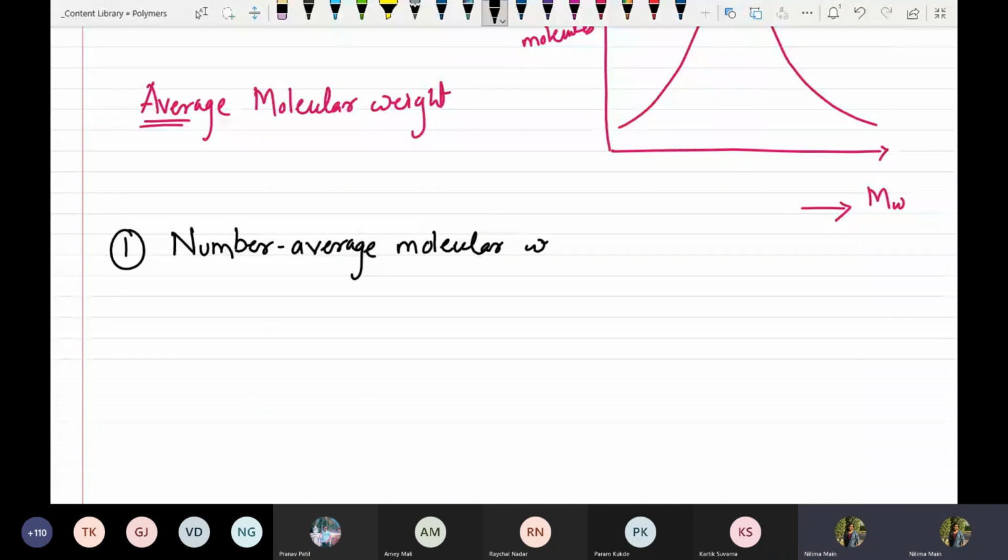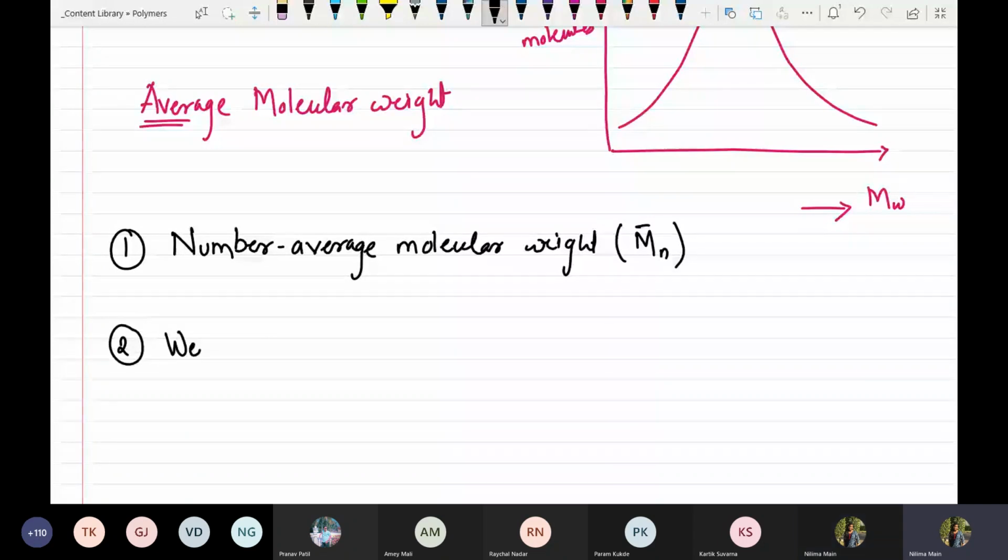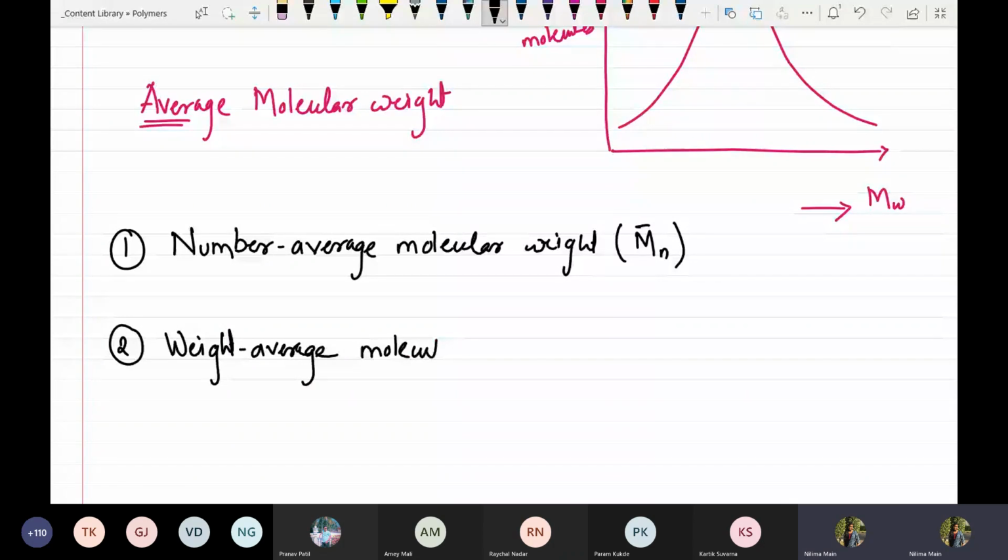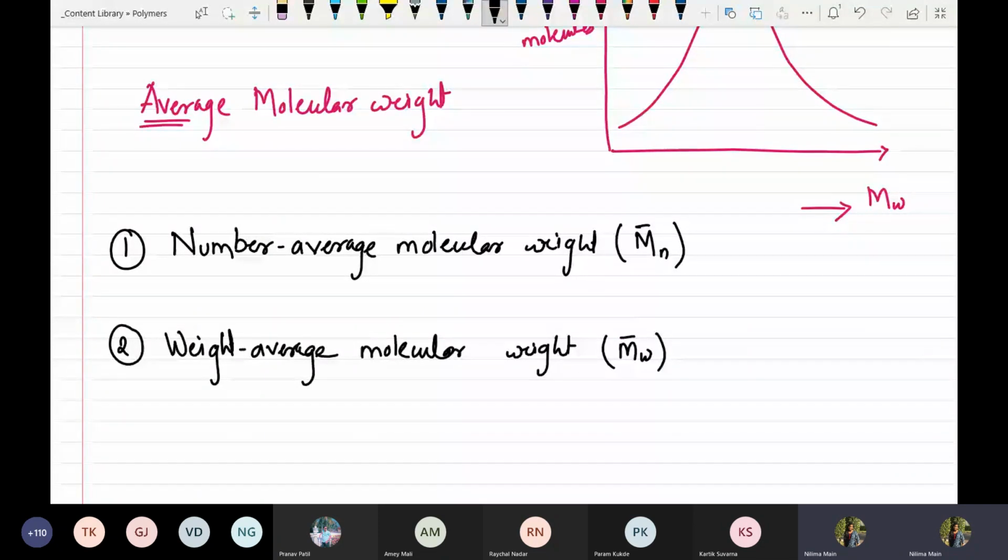It is represented by Mn bar, and the second one is weight average molecular weight. Okay, weight average molecular weight. So it is Mw bar. There is one more, viscosity average molecular weight, and there are actually a few more also, but in our syllabus we have only two, number average and weight average.